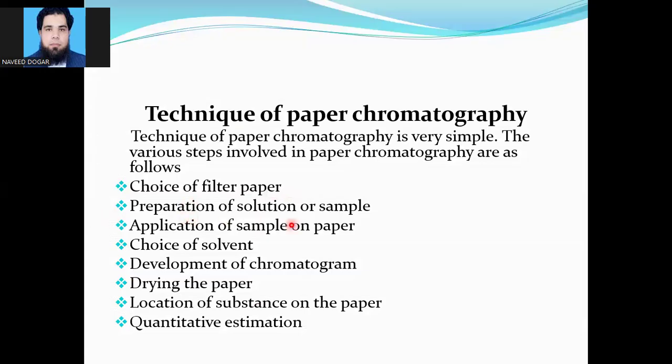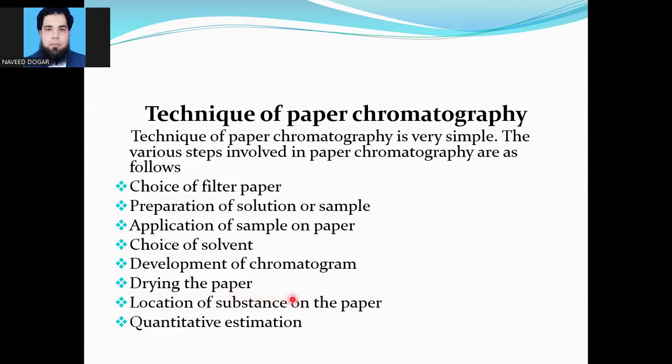Then we have to prepare the solution or sample which we have to separate, and apply the sample on the paper. Then we have to choose the solvent, a single solvent or a mixture of solvents. Then we have to develop the chromatogram. The chromatogram is the pattern which we obtain at the end of the experiment. Then we have to dry the paper. Then we have to locate the substances on the paper.